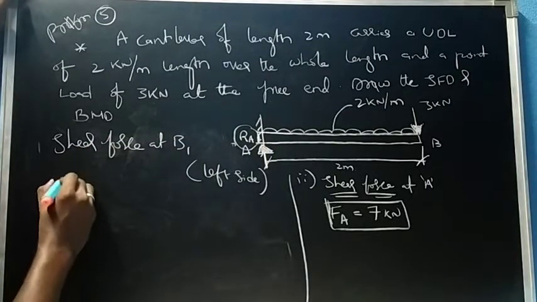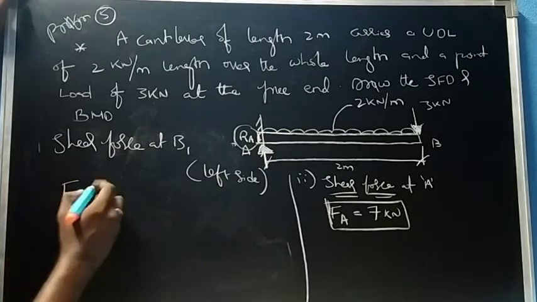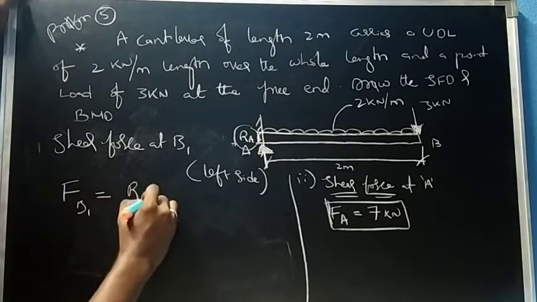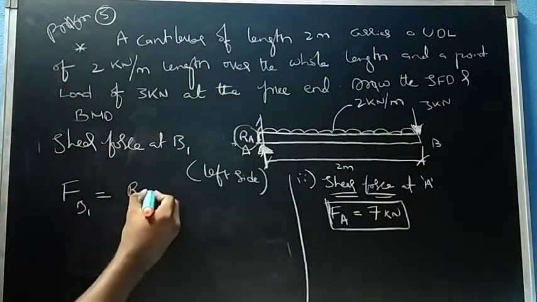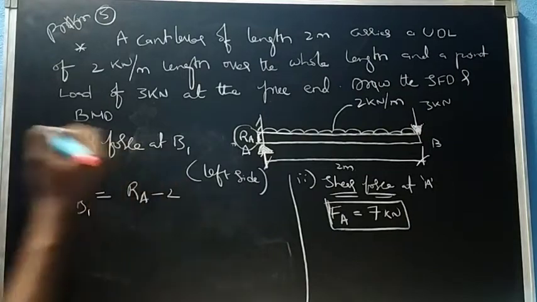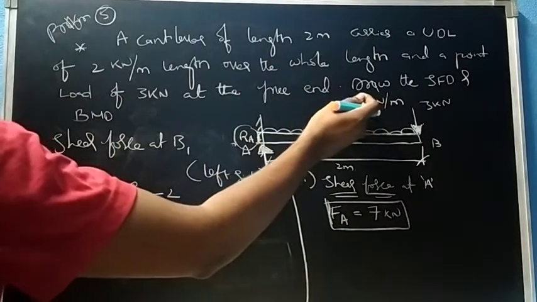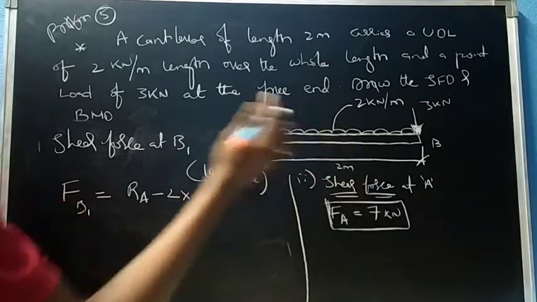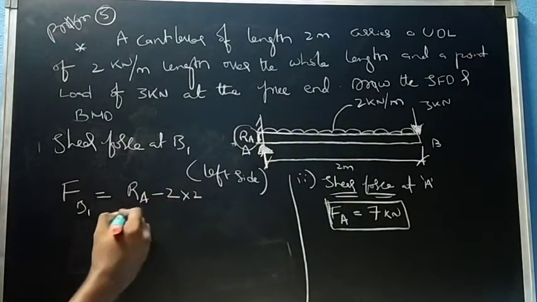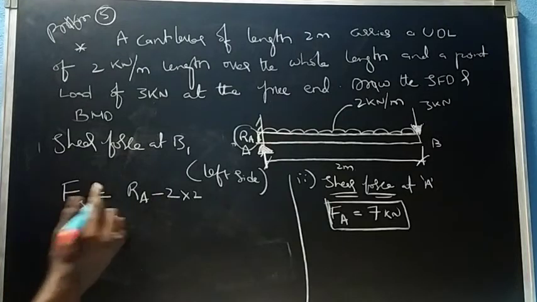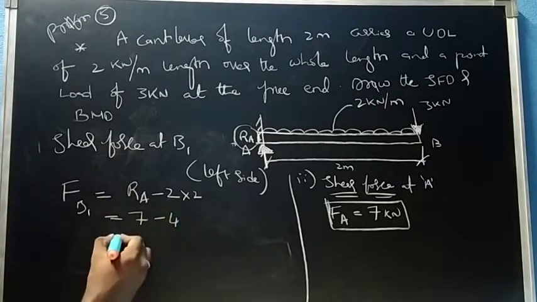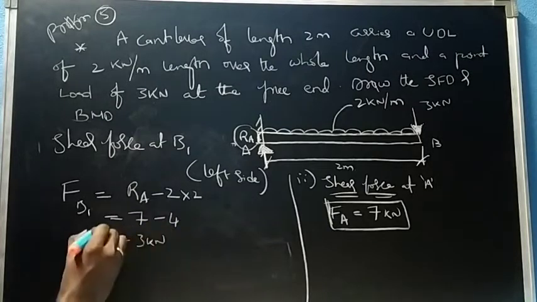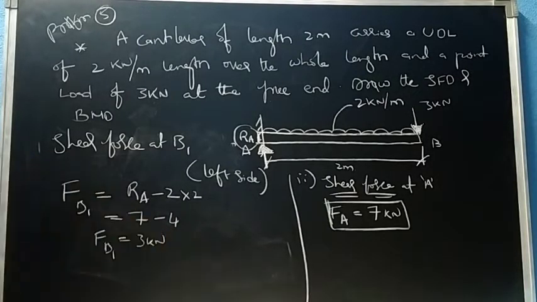So the shear force at B1, FB1, equals RA. Here at my left, RA minus the uniformly distributed load acting over 2 meters. So this is my shear force at B1. We know RA is 7, minus 4, that becomes 3 kilonewton. So B1 is 3 kilonewton.